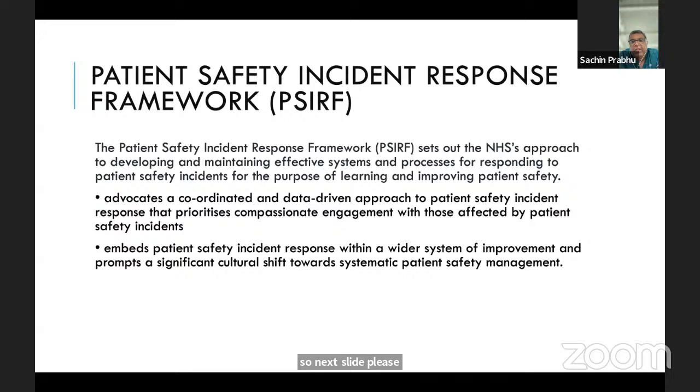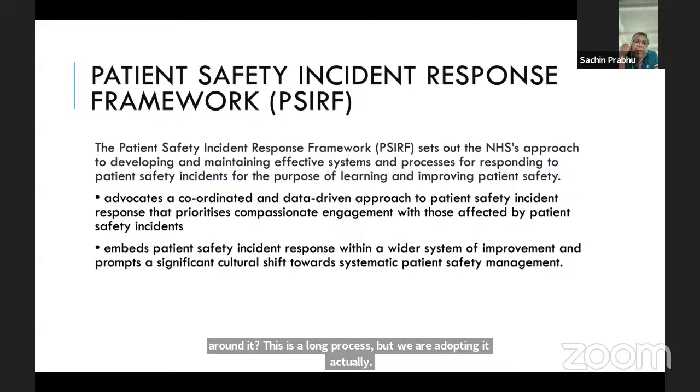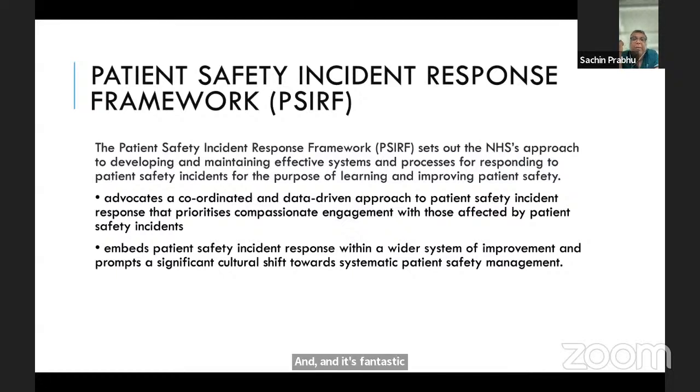Patient safety, incident response. The PSERF. I'm not going to go into details; you can read about this, and I'll put links. This is the new framework that we use if there is a critical incident in a hospital or healthcare setting. How do you manage that? What is the framework around it? This is a long process, but we are adopting it, and it's fantastic. If anybody wants more information, I'll put the links in there, and we'll be happy to provide that information. Next slide.